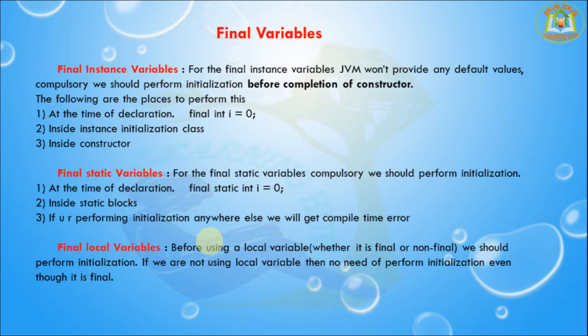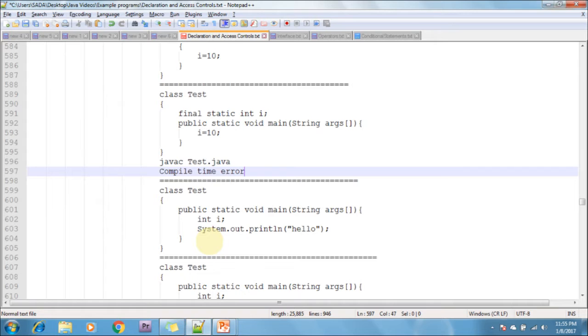Next, I'm going to discuss final local variables. To meet the temporary requirements of the programmer, sometimes we can declare variables inside a method, block, or constructor. Such variables are called local variables. For local variables, the JVM won't provide any default value. Compulsorily, we should perform the initialization explicitly before using the variable.